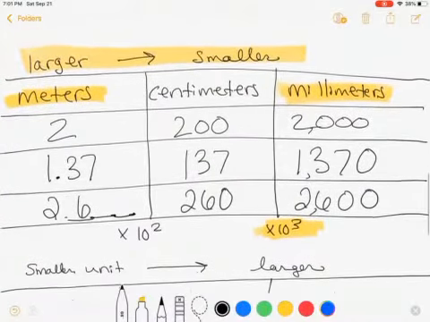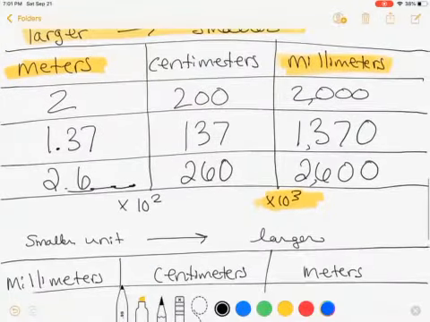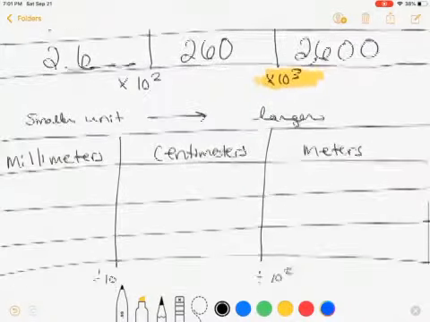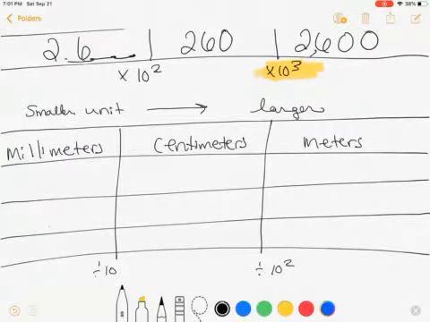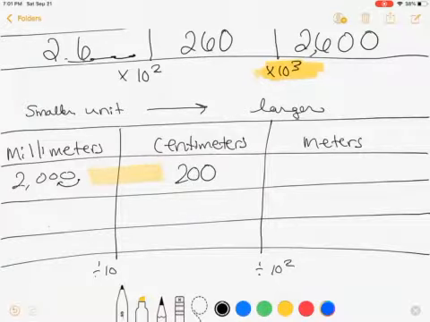Now when we're going from a smaller unit, such as an itty bitty millimeter, to a larger meter, we're going to be dividing. And since I'm starting with millimeters, go ahead and start with 2,000. If we're changing it to centimeters, we're going the next place over. We just need to move that decimal place 1 place to the left. And 2,000 millimeters is 200 centimeters. So we just divided by 10.